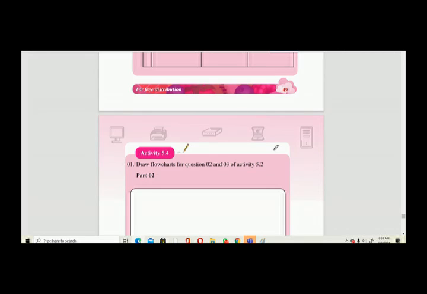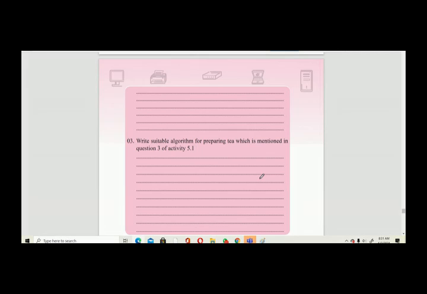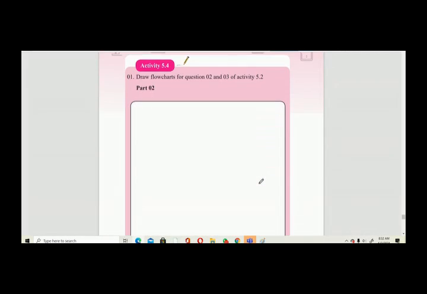For activity 5.4, draw flow charts for question 2 and 3 of activity 5.2. Now, to find the perimeter of a rectangle, we drew the flow chart, so no need to write it again. So we will draw the flow chart to make the tea. First we will do that.